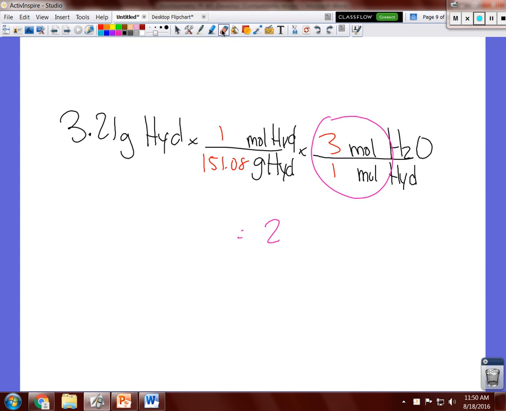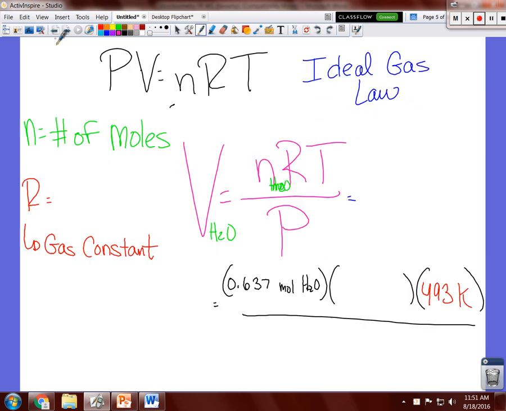No, that's not right. Is it 0.0 or 0.6? So let me go back and double check and make sure that this is correct. I wrote this down wrong. So let's change that: 0.0637 moles of water. That actually makes more sense.